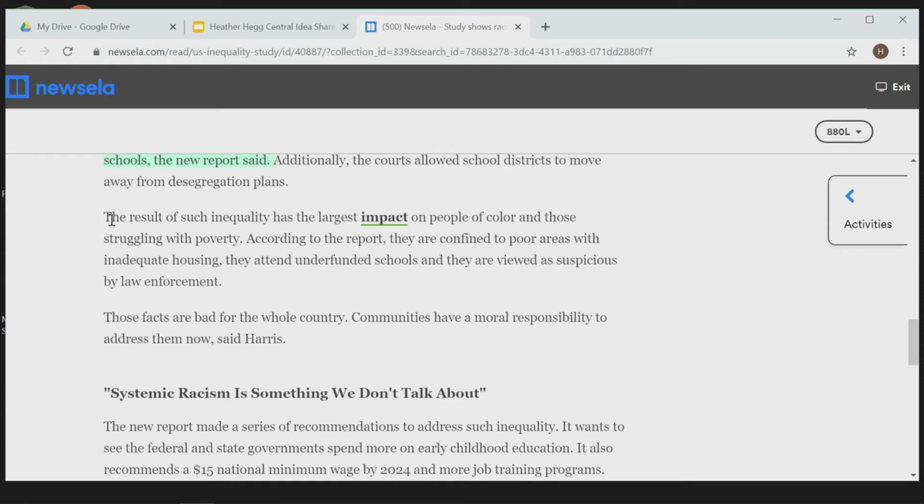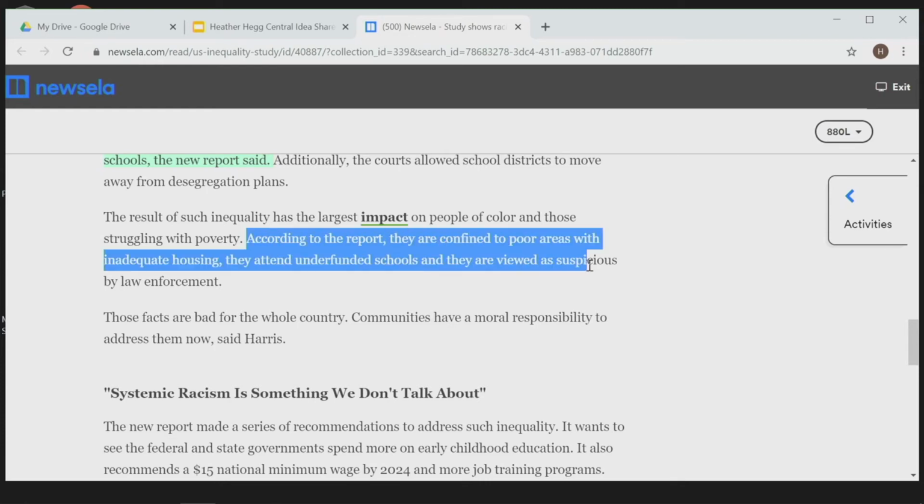Topic sentence: the result of such inequality has the largest impact on people of color and those struggling with poverty. I think this detail is really important. In fact, you know what? I might not even do that according to the report.